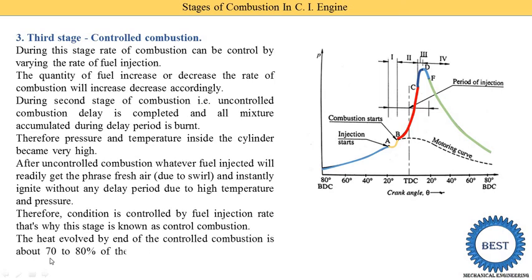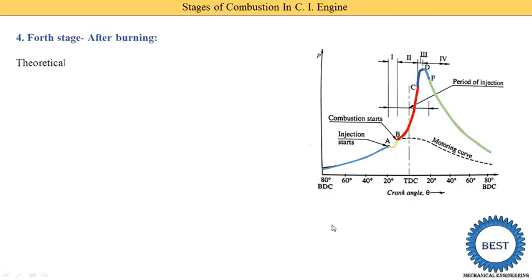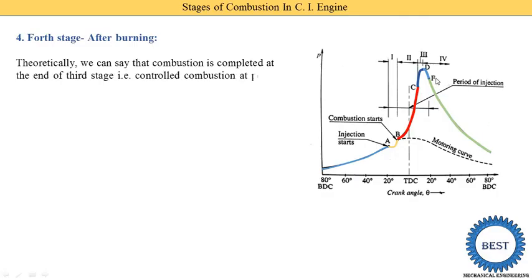The heat evolved by the end of controlled combustion is about 70 to 80% of the total heat of the fuel supplied during the cycle. This means 70 to 80% of the heat is generated during this period. And the last is the fourth stage, the afterburning. For afterburning, this line is D to F.